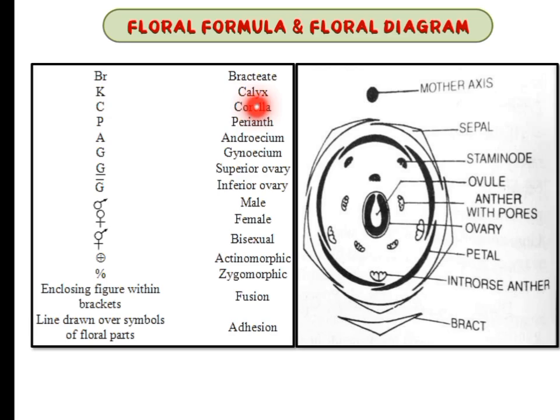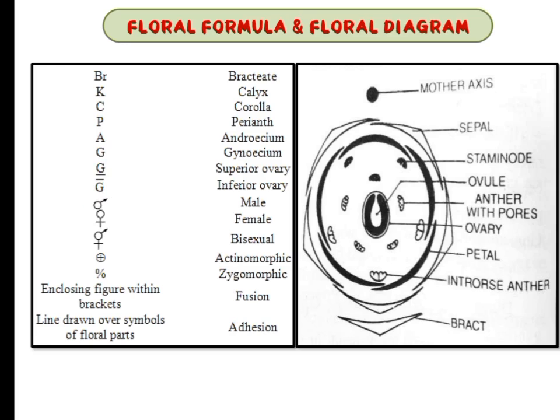Then for calyx, we will represent letter K. Then we will represent letter C for corolla, letter P for perianth, then capital A for androecium, then capital G for gynoecium. If the ovary is in superior condition, we will draw a line just below the letter G. If the ovary is in inferior condition, we will draw a line just above the G.